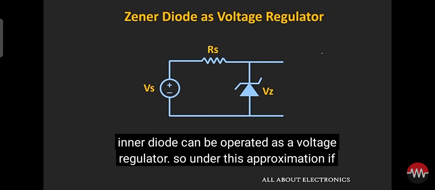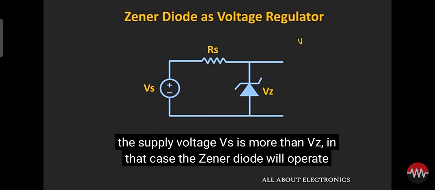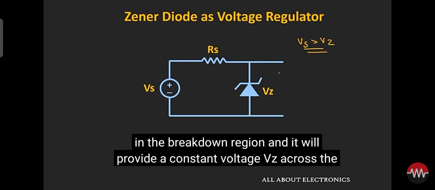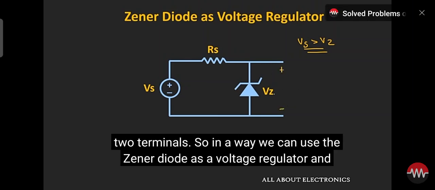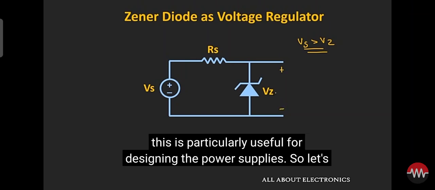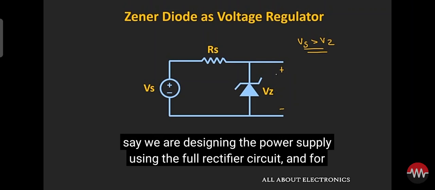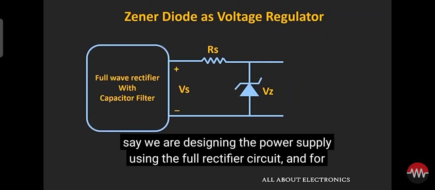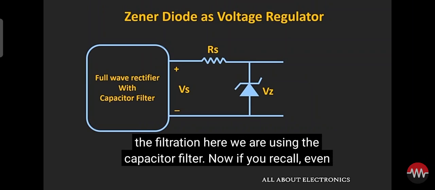So under this approximation, if the supply voltage Vs is more than Vz, in that case the Zener diode will operate in the breakdown region and it will provide a constant voltage Vz across the two terminals. So in a way we can use the Zener diode as a voltage regulator, and this is particularly useful for designing the power supplies. So let's say we are designing the power supply using the full wave rectifier circuit, and for the filtration here we are using the capacitor filter.